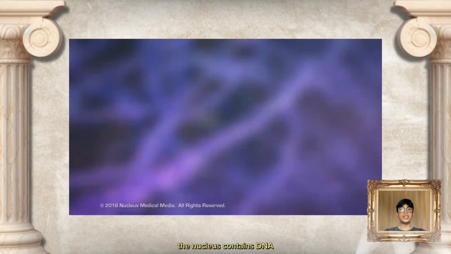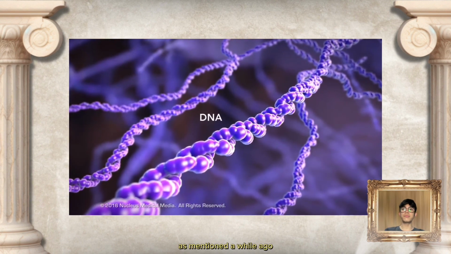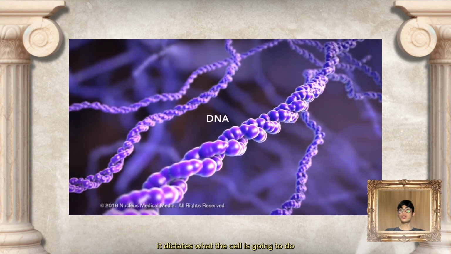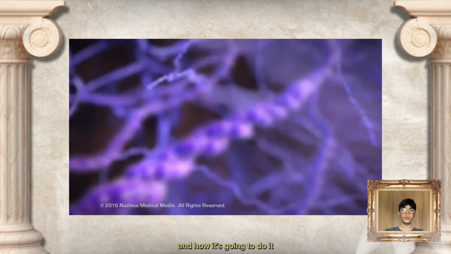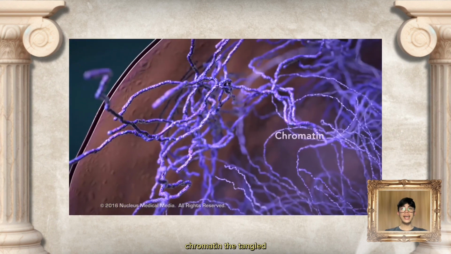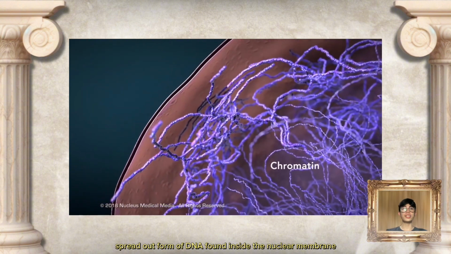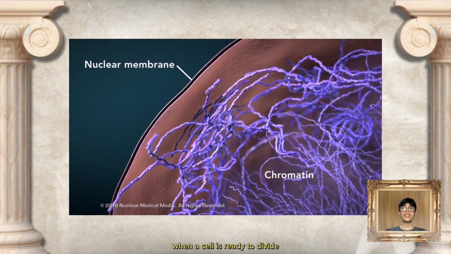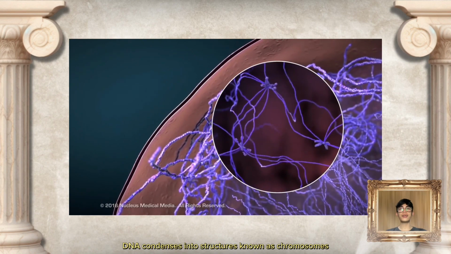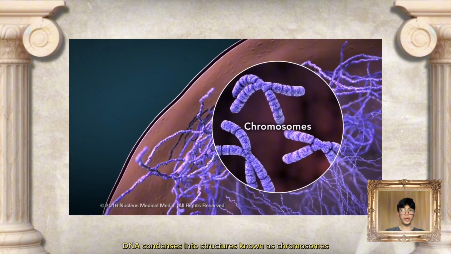The nucleus contains DNA, or genetic material as mentioned a while ago. It dictates what the cell is going to do and how it's going to do it. Chromatin is the tangled, spread out form of DNA found inside the nuclear membrane. When a cell is ready to divide, DNA condenses into structures known as chromosomes.